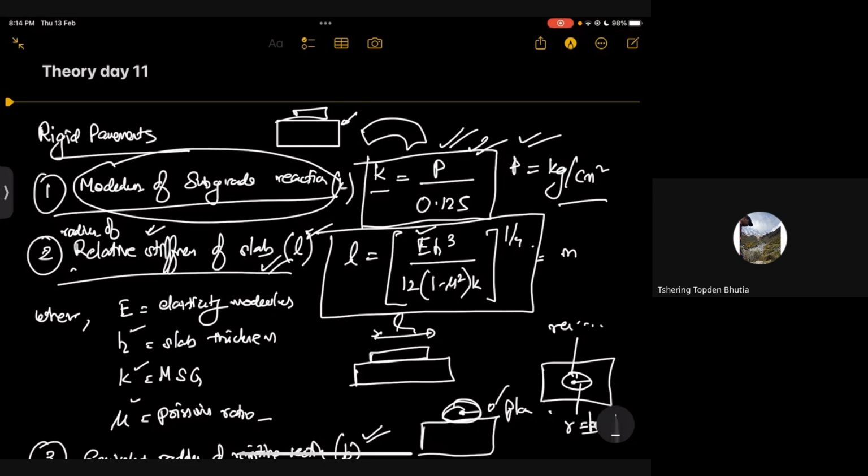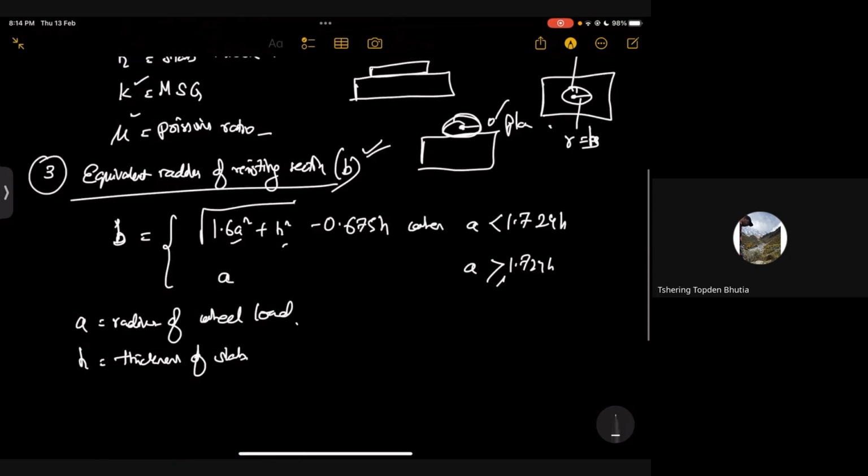Relative stiffness L is equal to the fourth root of EH cube by 12 into 1 minus mu square into K, where K is the modulus of subgrade reaction, mu is the Poisson's ratio, H is the thickness of slab, E is the elasticity modulus. The equivalent radius of resisting section is root over of 1.6 a square plus h square minus 0.675 h when a is less than 1.724 h, and equal to a when a is greater than or equal to 1.724 h. It's very easy for us to calculate.